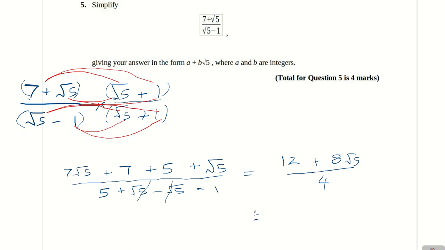Okay, so we've almost done it. All we need to do now is just divide 4 into each of these terms. So 4 into 12 goes 3, and 4 into 8 goes 2. And there we have our final answer, 3 plus 2 root 5, which is in the form they want. We've got a equals 3 and b equals 2.